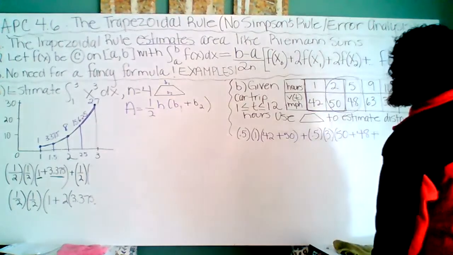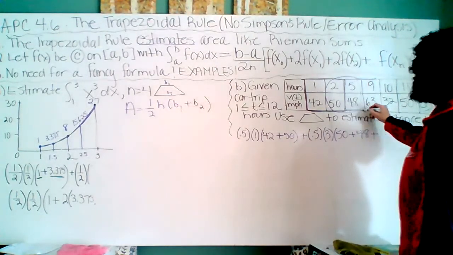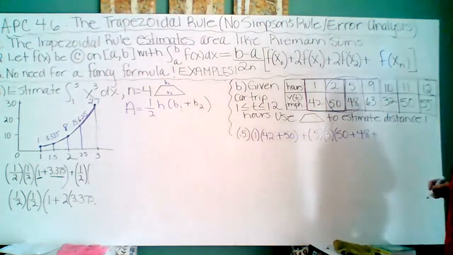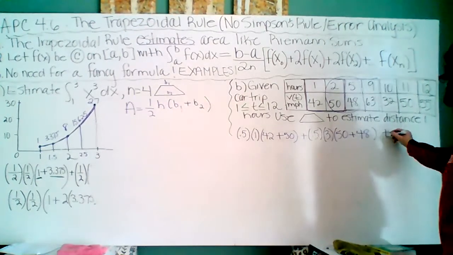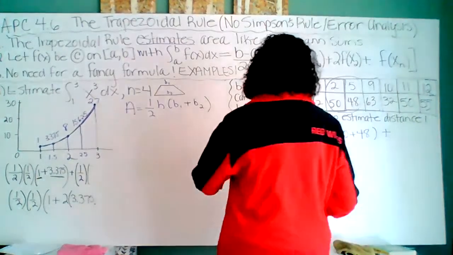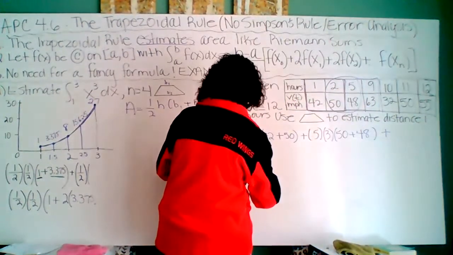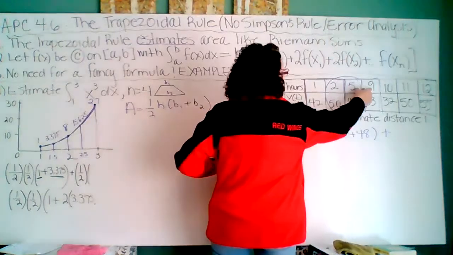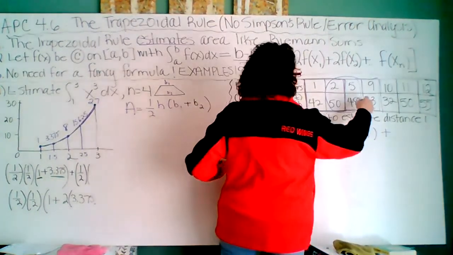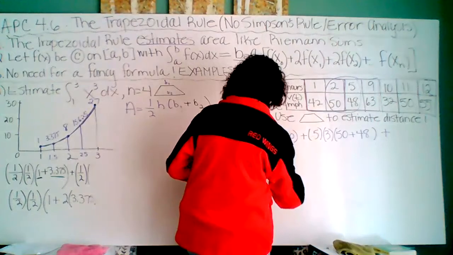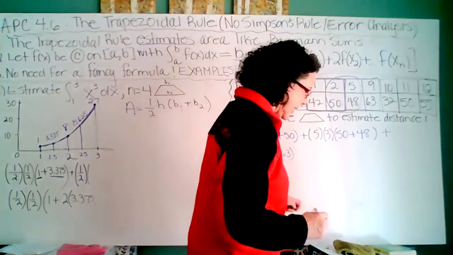Okay, next, we will go from 5 to 9. Let's not miss any trapezoids. Okay, so if it's okay with you, just to save room, my third trapezoid will be here from 5 to 9. That would be 0.5. The height is 4. And the two bases are 48 and 63. Okay, that was from 5 to 9.